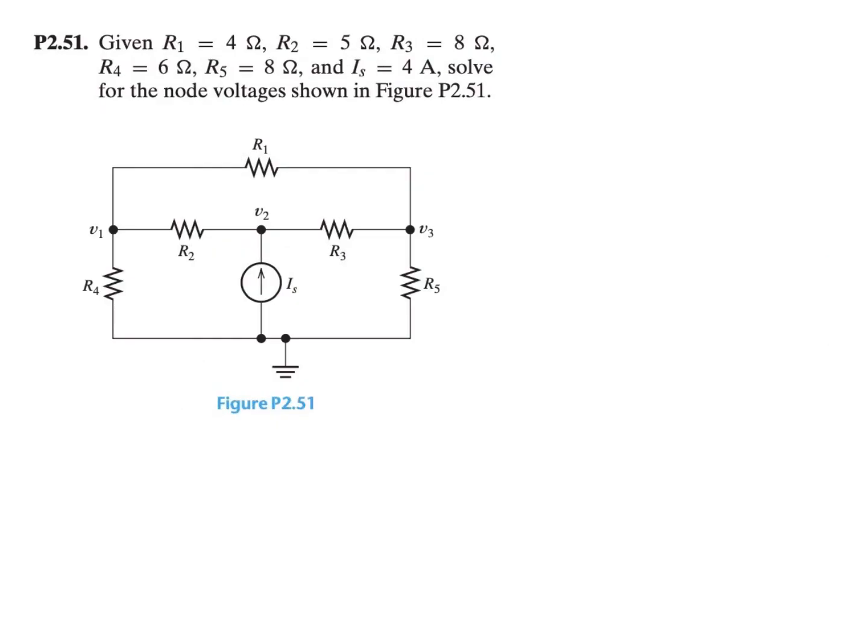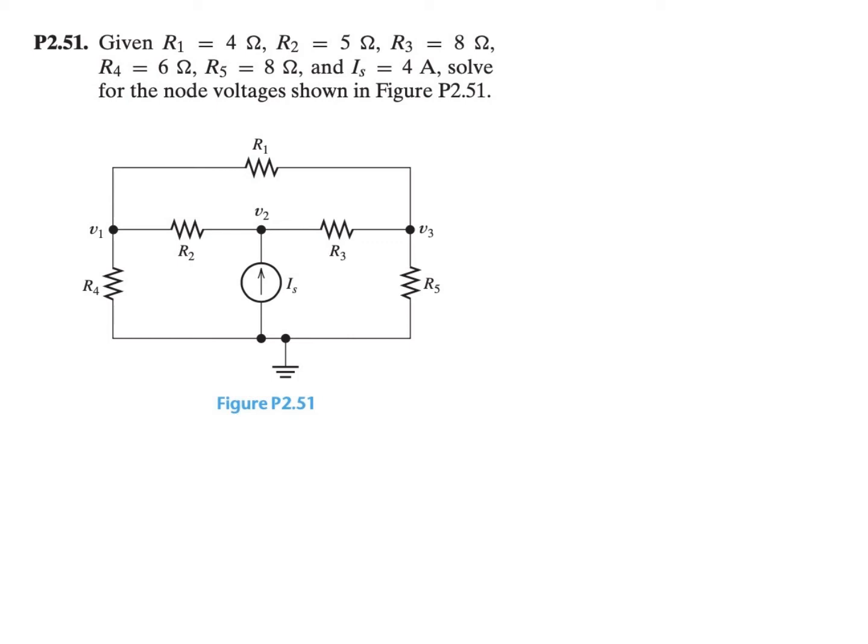Question P2.51. Given R1 is equal to 4 ohm, R2 is equal to 5 ohm, R3 is equal to 8 ohm, R4 6 ohm, R5 8 ohm. So we know the resistance value for all of the resistors, and we have IS equal to 4 amp. We are going to use the node voltage method to calculate the node voltages. Well, similarly, we go through the four steps.